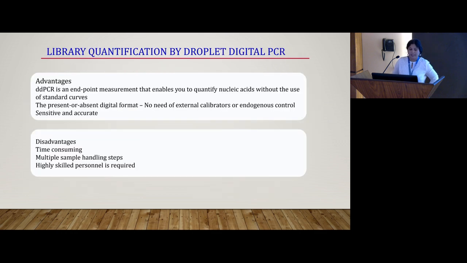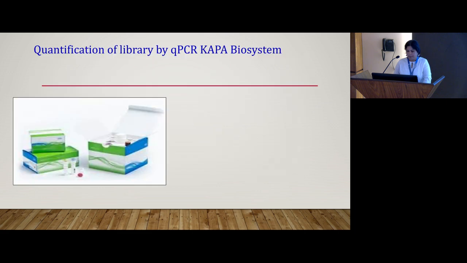Advantages of ddPCR: it is an endpoint measurement that enables us to quantify nucleic acid without the use of standard curves. The presence or absence is in digital format, with no need for external calibrators, and it is individually controlled, sensitive and accurate. Disadvantages: it is time consuming, multiple sample handling steps are required, and a highly skilled person is required.